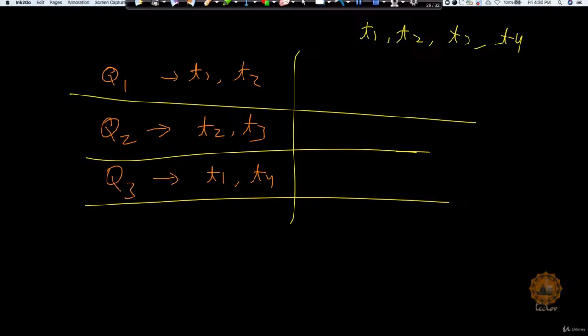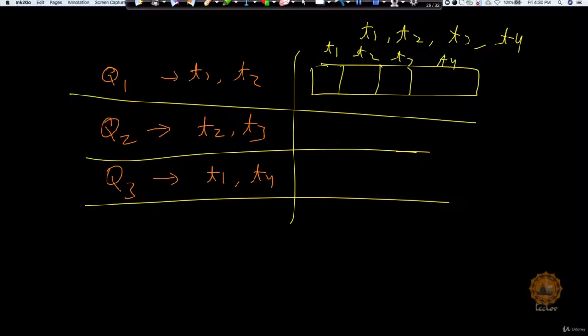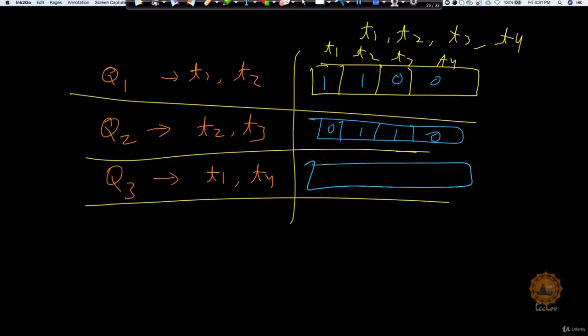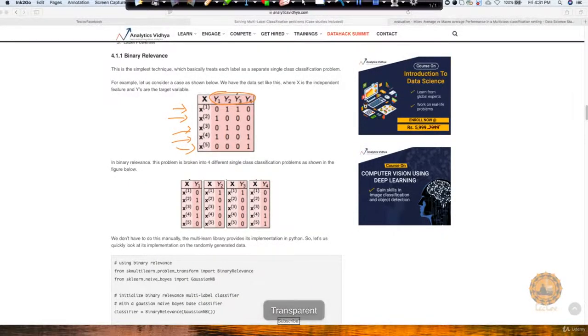Now, for the first one, I will create 4 columns: column T1, column T2, column T3, and column T4. Now I'm going to keep the data here. In this case, I have T1, yes. I have T2, yes. T3 will be 0, since it is not there. Let me do the same for the next one: T1, T2, T3, T4 is going to be 0, 1, 1, 0. Let's do the same here: 1, 0, 0, 1. Like this, I can arrange my data and keep all these things column-wise. That is what is being done here. This is the data representation.